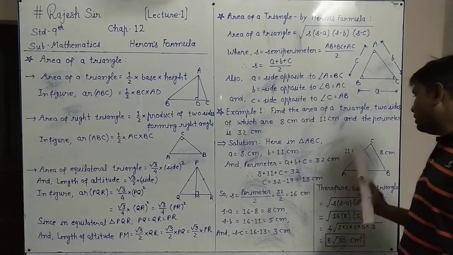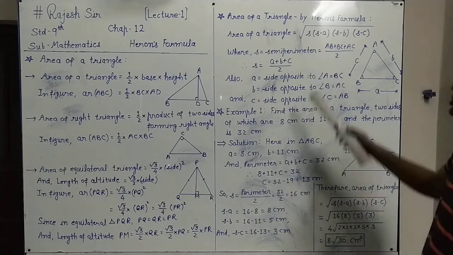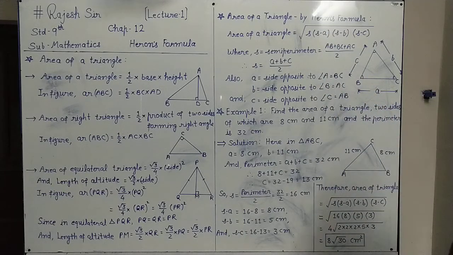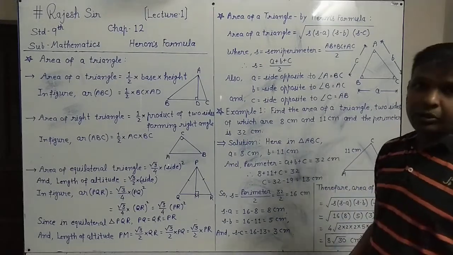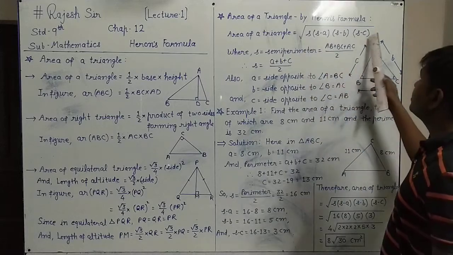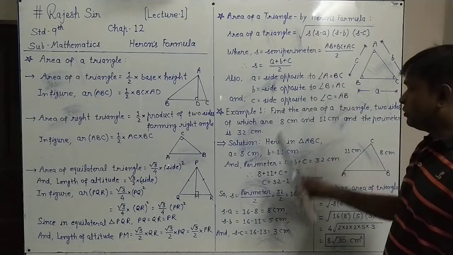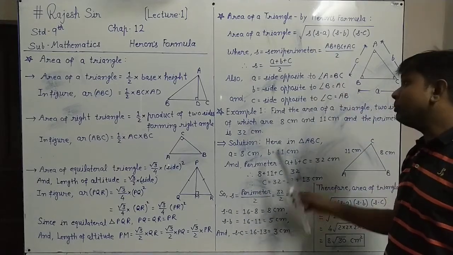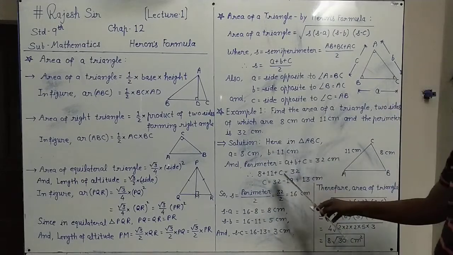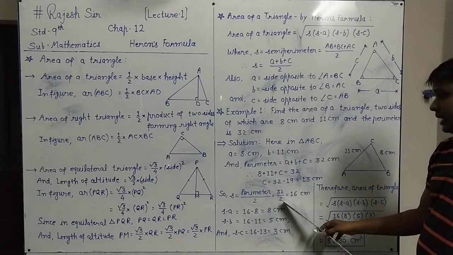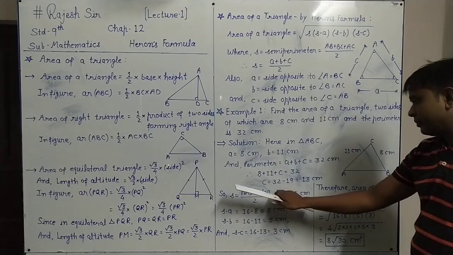Now we want to find the area of the triangle, and this is an irregular triangle, so we have to use Heron's formula. Before finding the area by Heron's formula, we have to find all the terms which appear in the formula. First comes S, the semi-perimeter, that is the perimeter by 2. Here the perimeter is 32, so 32 upon 2 gives 16.